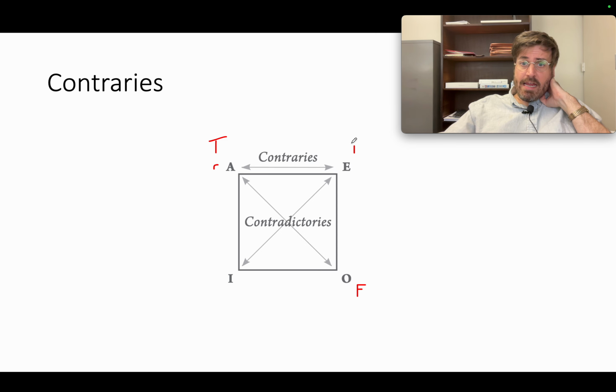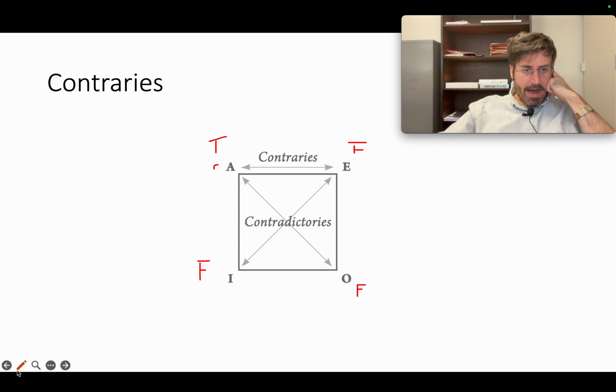Similarly, if we begin with a true E proposition, that universal negative, no S are P, we know that its contradictory proposition, the I, has to be false. The particular affirmative has to be false. And similarly, if we begin with a true I proposition, we know that the E proposition has to be false. So they can't have the same value. And that's true for every contradiction.